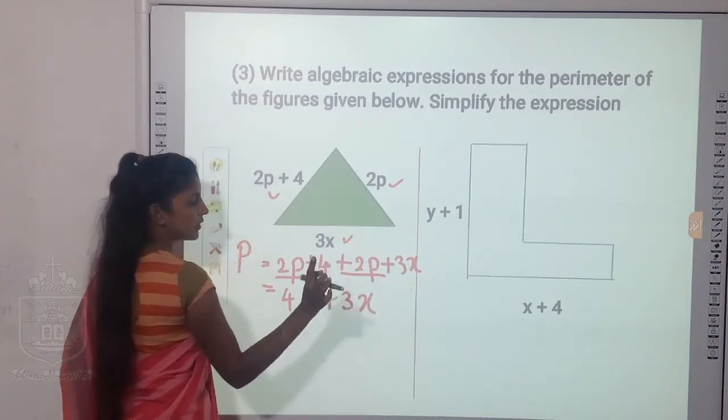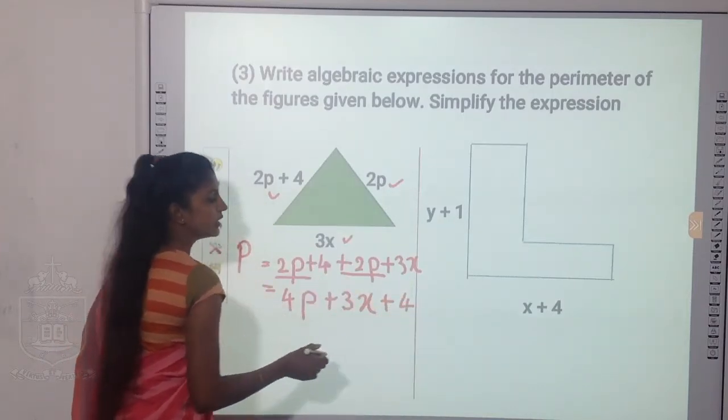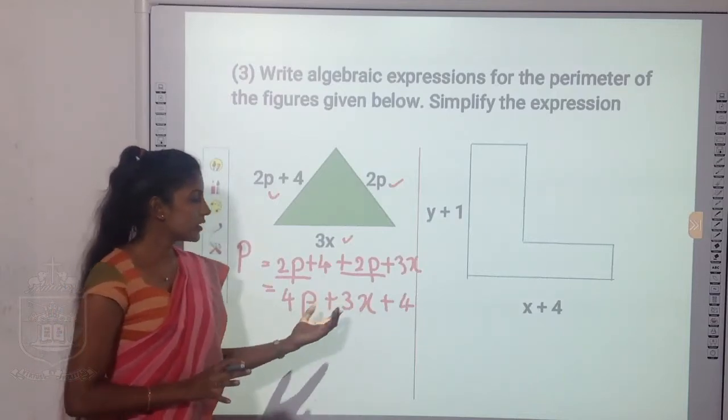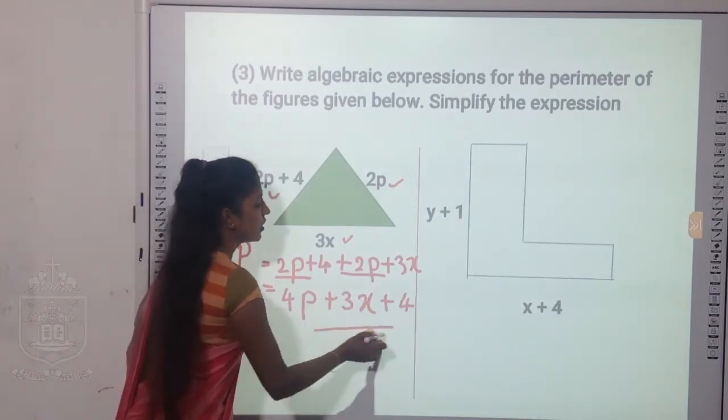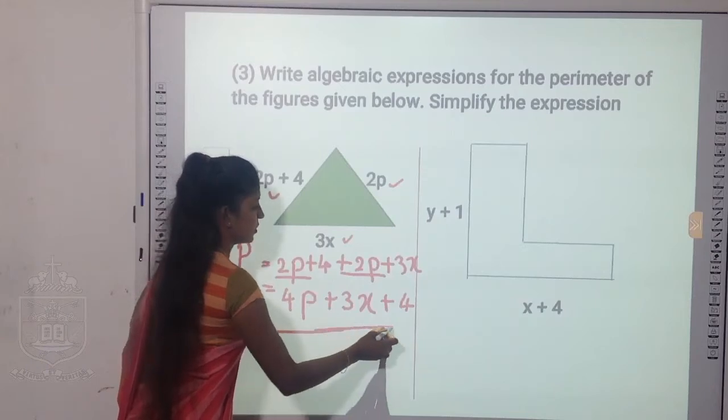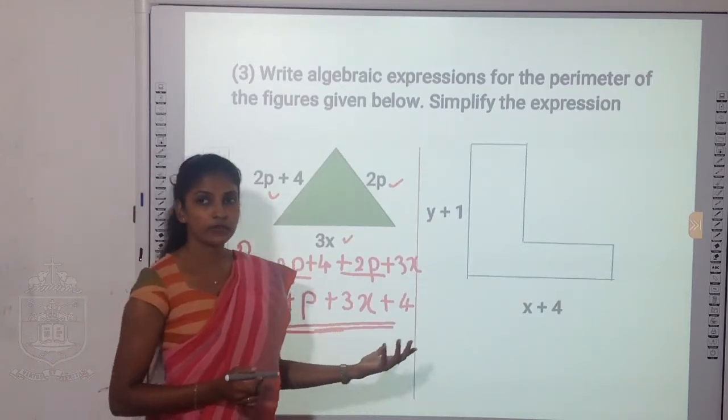You can't add it and put 7. 4 should be written separately. It's just a number. These are algebraic terms. So this is the expression. This is the expression that can be developed with the perimeter of this triangle.